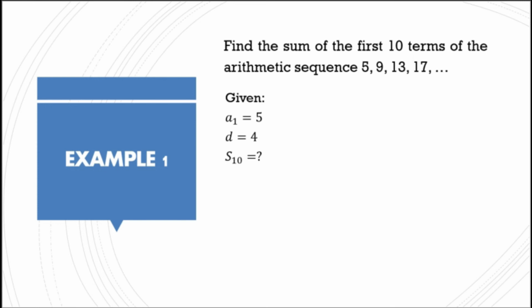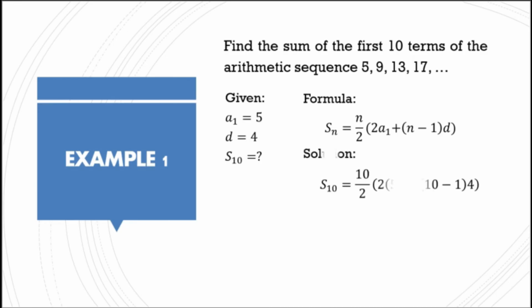Since a sub n is unknown, we use the second formula, which is S sub n is equal to n over 2 multiplied to the quantity 2 multiplied to a sub 1 plus the quantity n minus 1 multiplied to d. Then substituting the given, we have S sub 10 is equal to n, which is 10, over 2 multiplied to 2 multiplied to a sub 1, which is 5, plus the value of n, which is 10, minus 1 multiplied to 4.